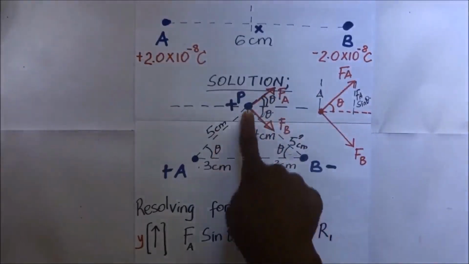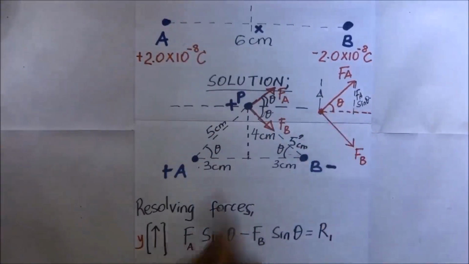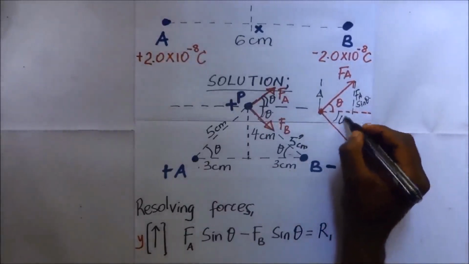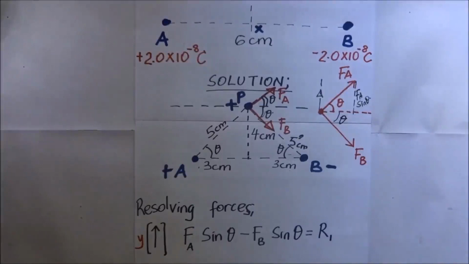So it means that if we are to isolate this triangle like we have done here, and this is angle theta, it means that this angle down here is also theta. It simply means that these two angles are the same, no difference.